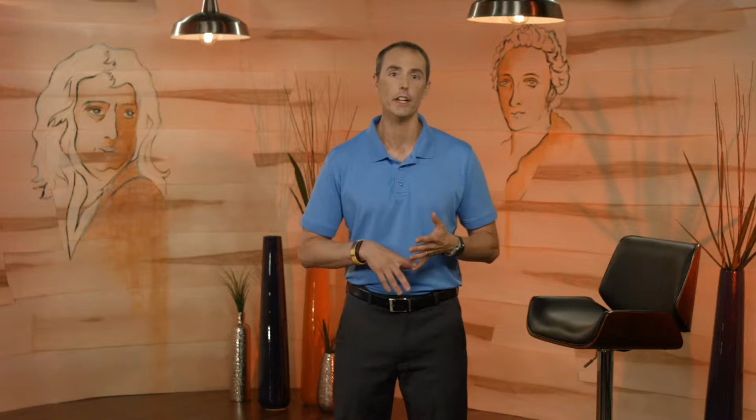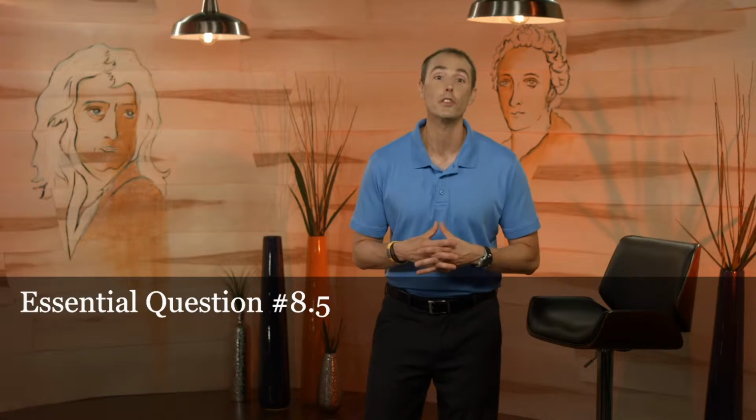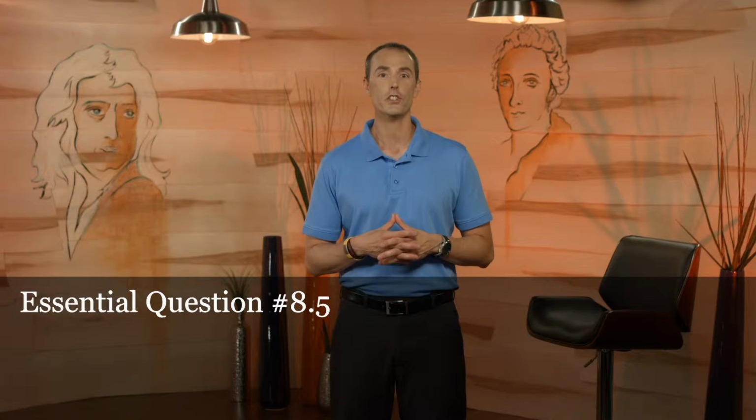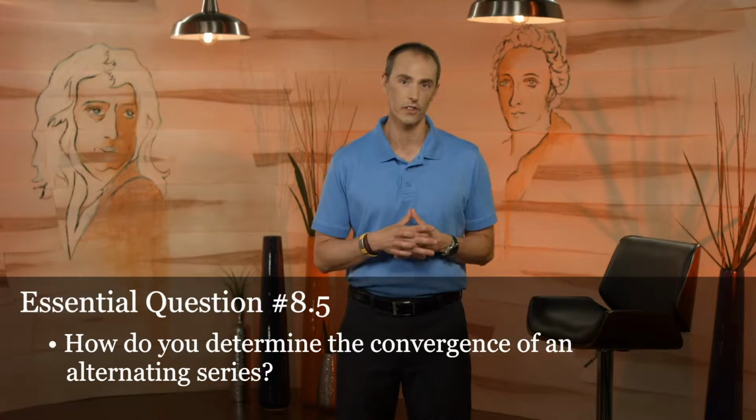Now, students have a knowledge of some series, geometric, p-series, and certainly they've been seeing some tests. Now it's time to look at series that have alternating terms. So the essential question we would like students to be able to answer at the end of section 8.5 is, how do you determine the convergence of an alternating series?